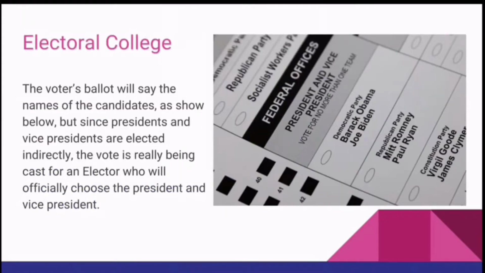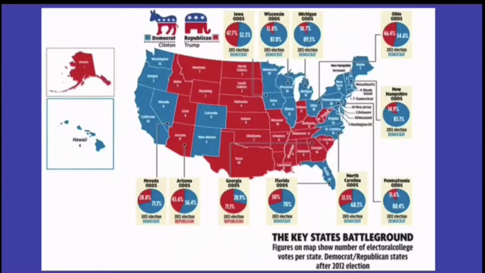The voter's ballot will say the names of the candidates, just like you see in the picture here, but since the president and vice president are elected indirectly, the vote is really being cast for an elector who will officially choose those people.